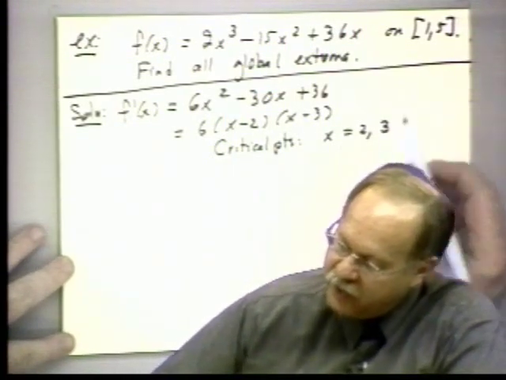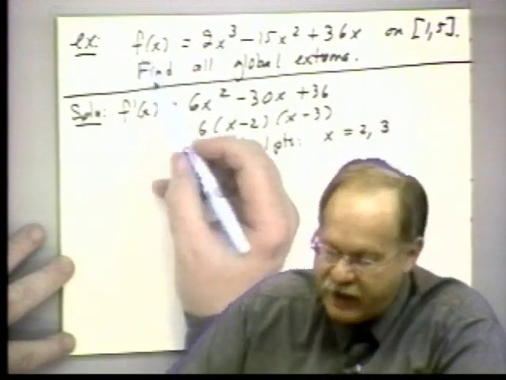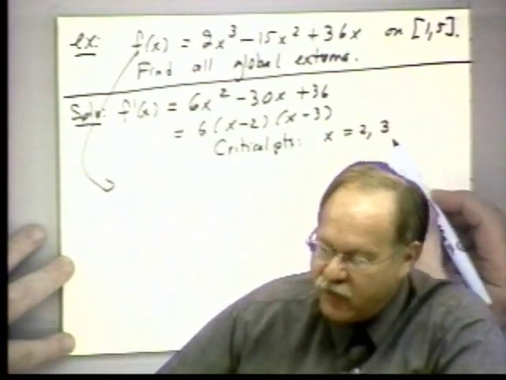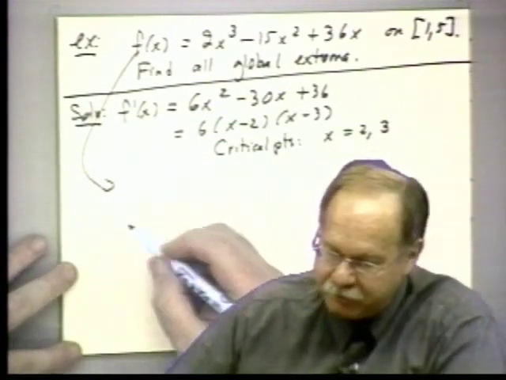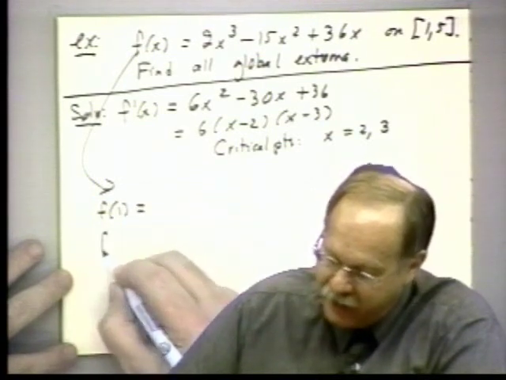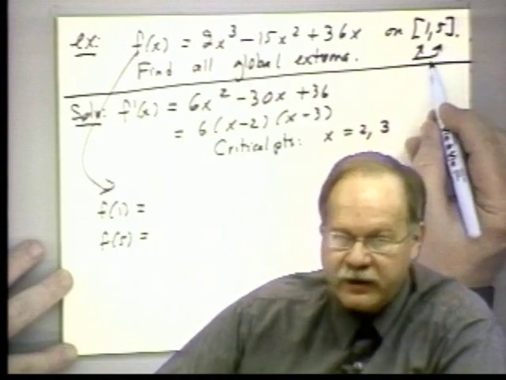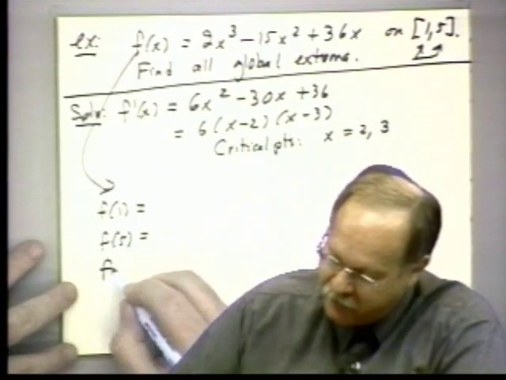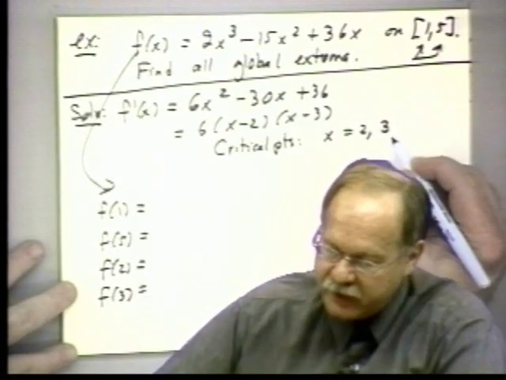So now I have two critical points and two endpoints. I just take my original function and evaluate that function at these four numbers. And then I pick out the largest value and the smallest value. That's it. So I compute here f of 1 and f of 5 because those are the endpoints of the given closed interval. Then I compute f of 2 and f of 3 because those are the critical points.